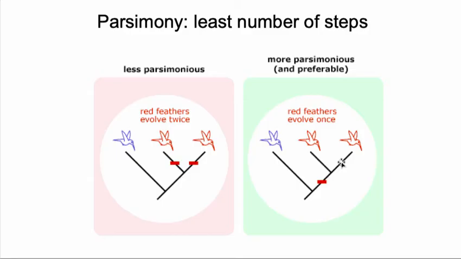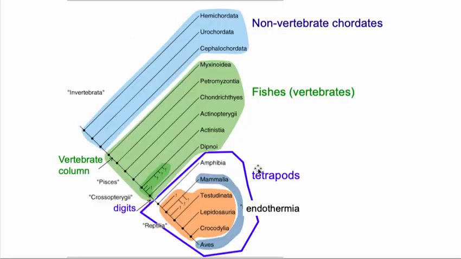number of steps. So in this case, the red color, if you put these two groups as separate, you're saying this appeared here and then this appeared here. That means there are 2 steps, 2 appearances of a trait, versus saying the trait appeared in the common ancestor of these 2 groups, that's just 1 appearance, and that means fewer steps, a more likely scenario that that's the way it happened.